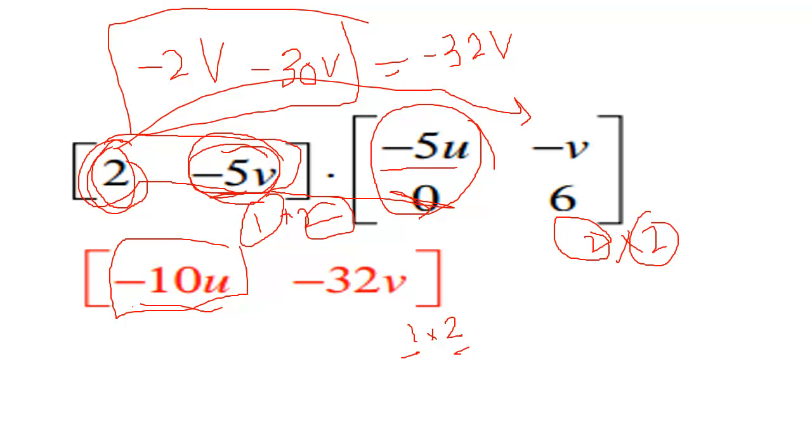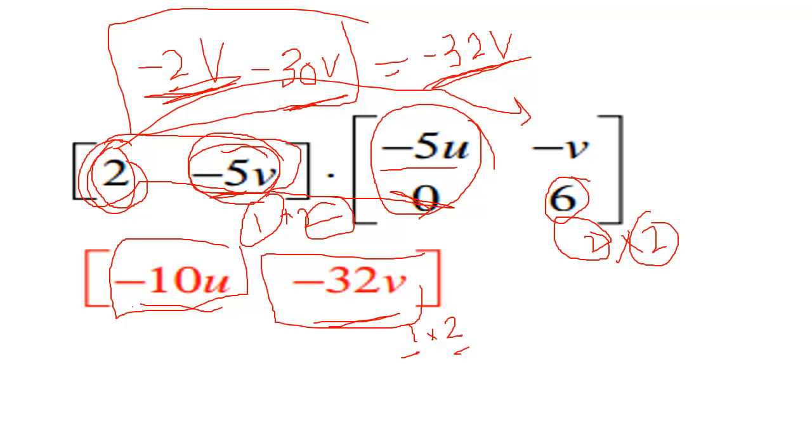So again, 2 times negative 5u is negative 10u, add negative 5v times 0, which is 0. And for the other entry, 2 times negative v is negative 2v, as we wrote here, and negative 5v times 6 is negative 30v. So negative 2v and negative 30v gives negative 32v. Okay, so we have here negative 32v.